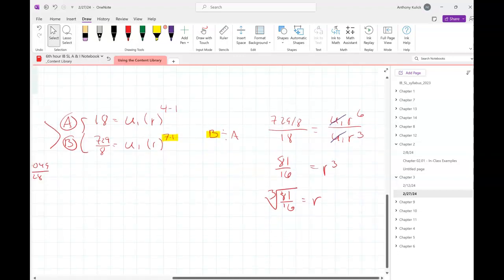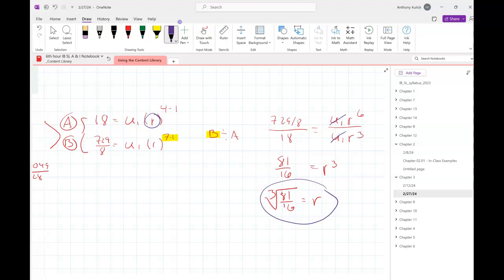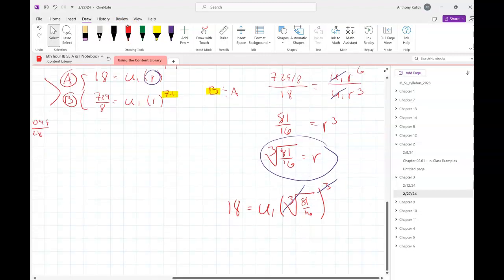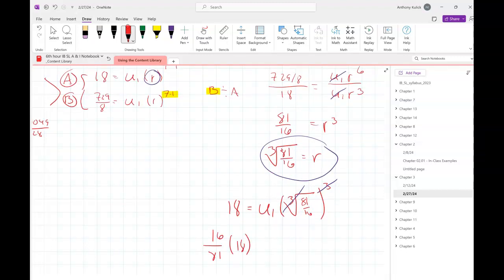All right, so I still need my u1. To do that, I'm going to take my value for r and plug it back into one of the two equations. I'm going to plug it into the first one just because the numbers are a little bit smaller. So there I have 18 equals u1 times the cube root of, oops, not 18, but 81 over 16 to the third. Well, that's convenient. The cube just cancels the cube root. So I'm just going to multiply both sides by the reciprocal. So I have 16 over 81 times 18.